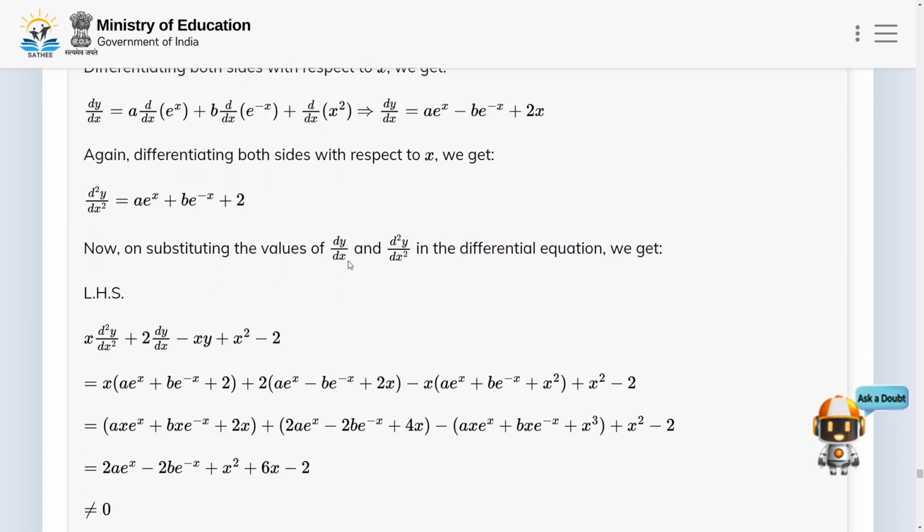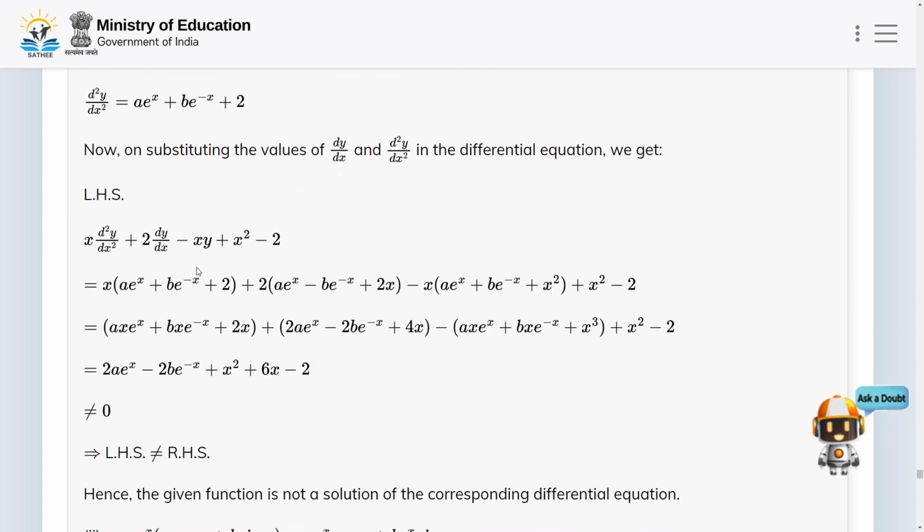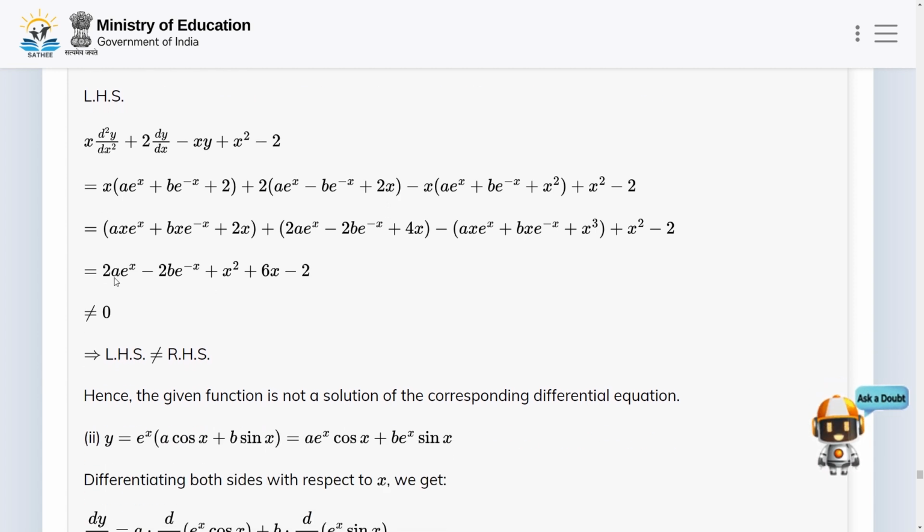Now substitute into the given thing. You will have, as you can see, the left hand side is x y double prime plus 2y prime minus xy plus x square minus 2y. Substitute your values respectively. You will get 2a e^x minus 2b e^(-x) plus x square plus 6x minus 2. As you can see, left hand side and right hand side are not equal to each other. This means not a solution.